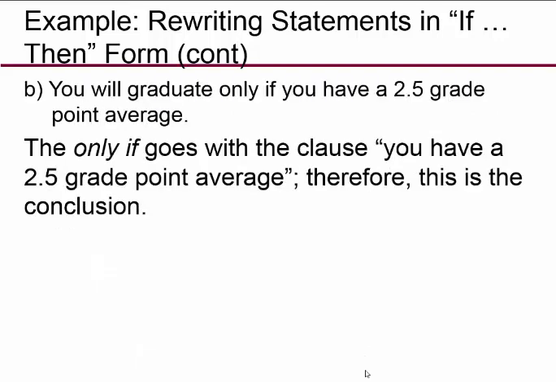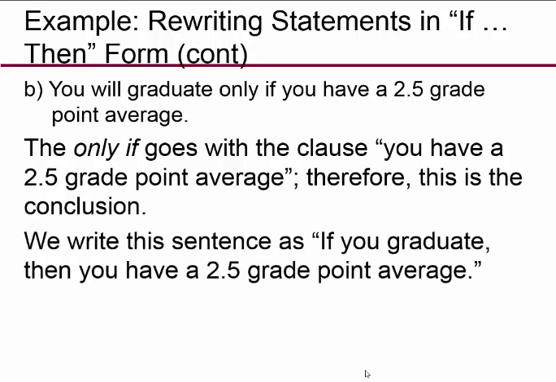Now, this one, you will graduate only if you have a 2.5 grade point average. The only if goes with the clause you have a 2.5 grade point average. Therefore, this is the conclusion. So we're going to rewrite the sentence as if you graduate, then you have a 2.5 grade point average.